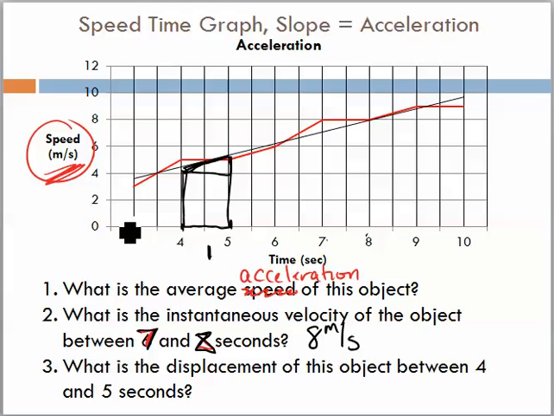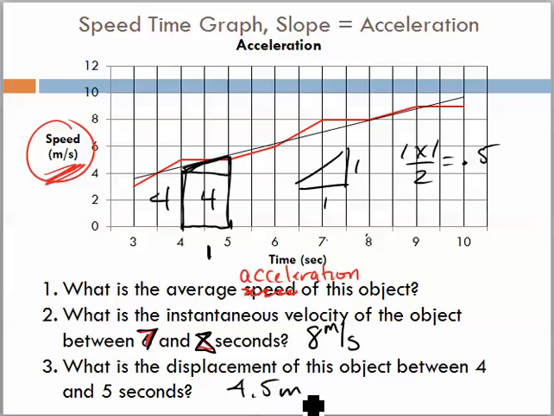The base is 1. My height here is 4. So the area here is 4. And then I have a triangle that has a base of 1 and a height of 1. So that's 1 times 1 divided by 2, or half. So my displacement is adding those two areas up, which gives me 4.5 meters.